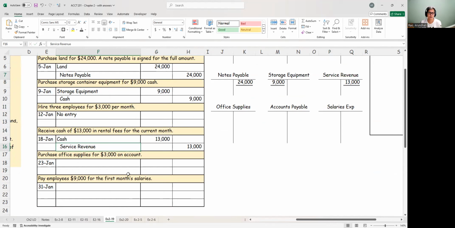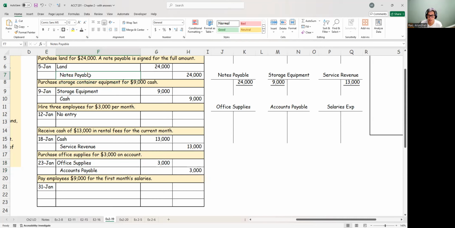On the 23rd, I purchased office supplies for $3,000, but it's on account. I have office supplies, so office supplies will be debited. My asset increased by 3,000. However, I didn't pay the money right now. I will pay in the future. So it's a payable, which is a liability. It's called accounts payable. We don't use the word notes payable.